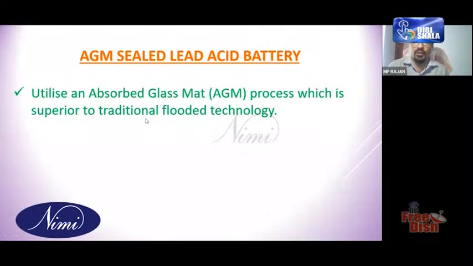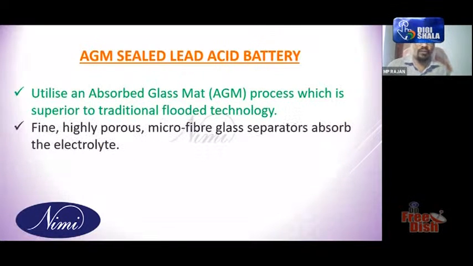So the glass sheet will act like a separator. It utilizes an absorbed glass mat process, which is superior to the traditional flooded technology. This is a highly porous, very thin glass sheet that absorbs the electrolyte. The electrolyte is absorbed in that, so you cannot see any liquid or jelly form of electrolyte inside. You can see only separated sheets made of microfiber glass, full of electrolyte. So this is a totally spillage-free and maintenance-free battery.